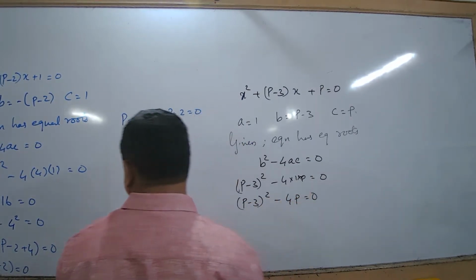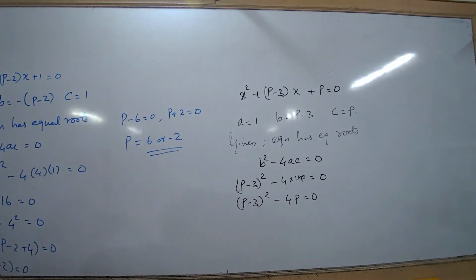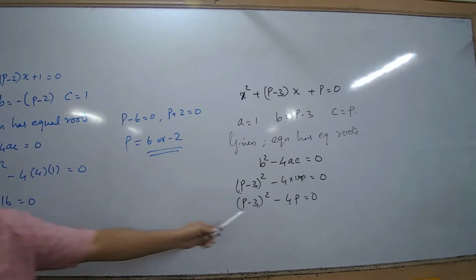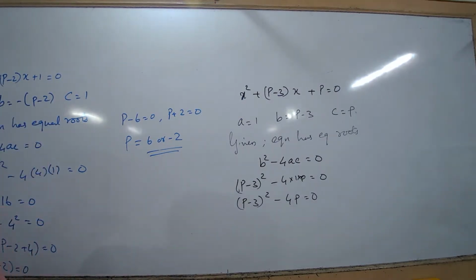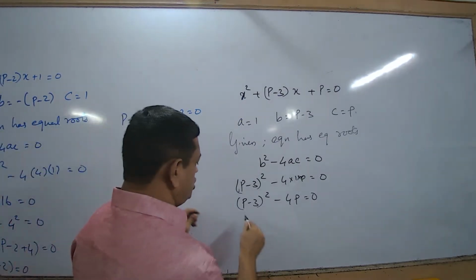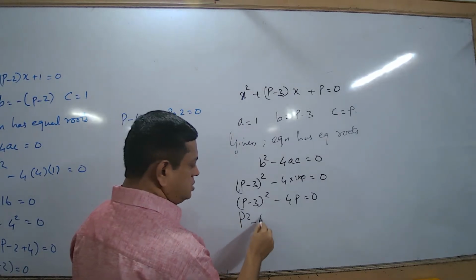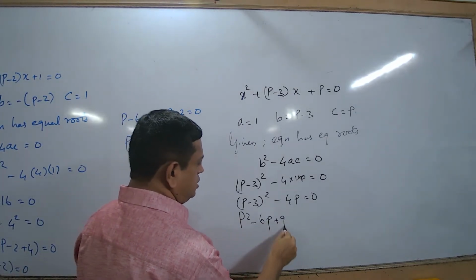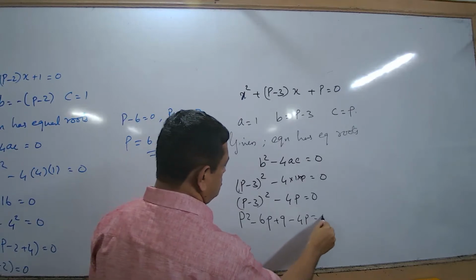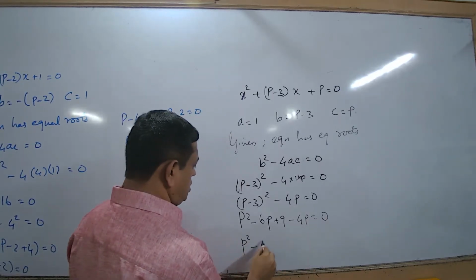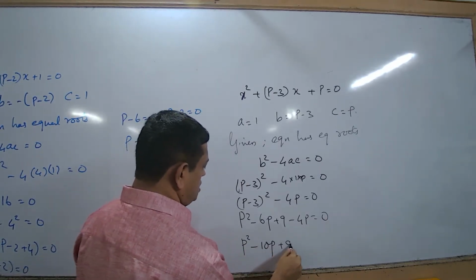Can you do it the previous way? Can you do it this way? You cannot, because you cannot make this a perfect square. Are you following? So you have to expand. Expanding, what do we get? P square minus 6p plus 9 minus 4p is equal to 0. P square minus 10p plus 9 equal to 0.